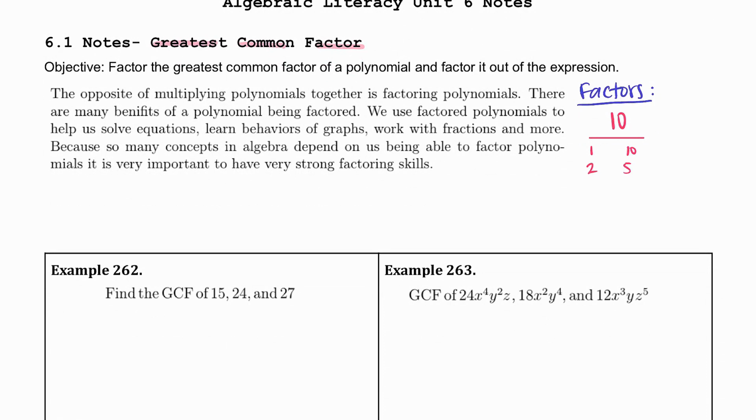I could say, give me the factors of 3. Well, 3 is a pretty easy one because it's prime. The only way we can multiply to get 3 is 1 times 3. So the factors of 3 are just 1 and 3.